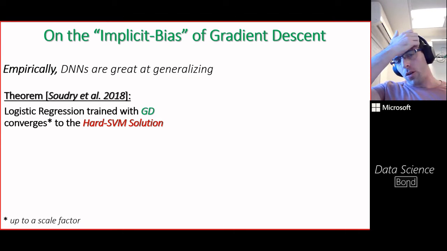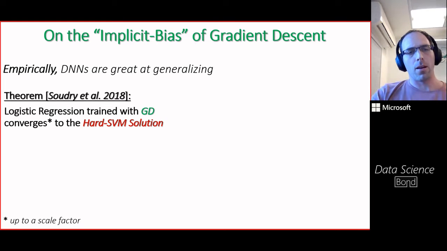The main result in this field is a theorem by Soudry et al. from a few years ago. What they show is that if you take logistic regression and you train it with gradient descent, the model, which is a linear model in the case of logistic regression, will converge to the hard SVM solution.